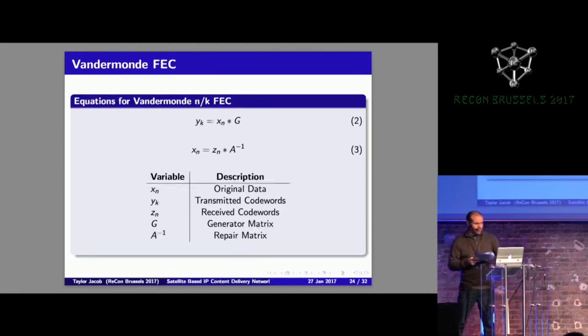So the second equation, z sub n, is where you received code words, and a to the minus 1 is the repair matrix. It's based on your generator matrix. You have to have at least n elements of z to be able to recreate x. So the whole principle of the FEC system is you have a system of k equations and n variables. So if you have at least n pieces, you can solve for the missing values.